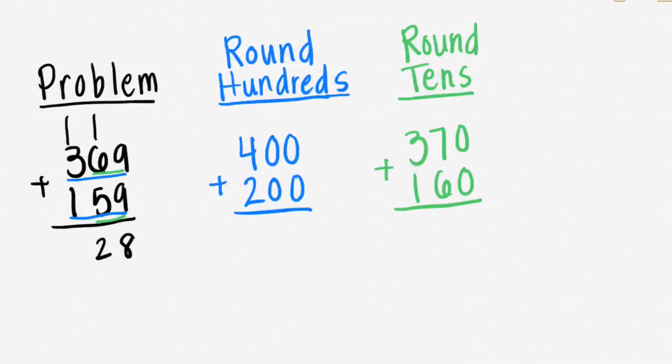Again, we notice that when we round to the tens place, the answer is much more accurate than when we round to the hundreds place.